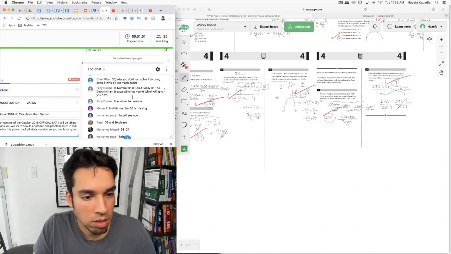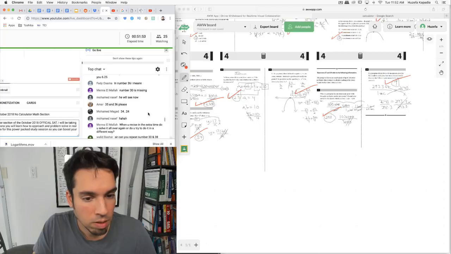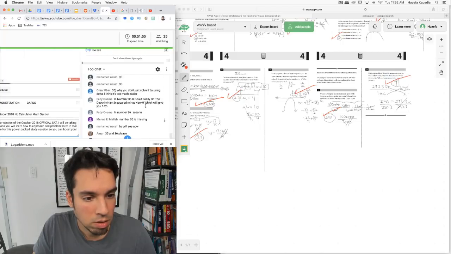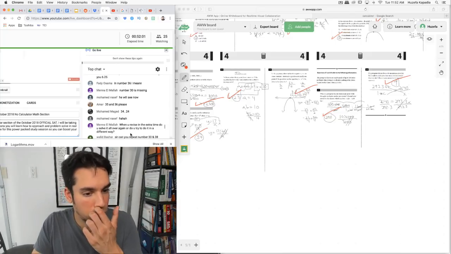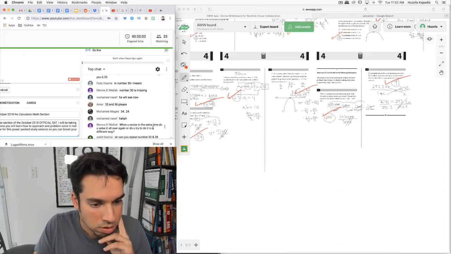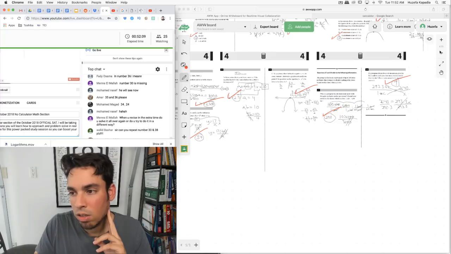36, solve it by delta? Yeah, maybe. Okay, 35 and 36, please. So, Amar, you want me to do 35 and 36? 35, 36, 30, and 38. Okay, so I'll start with 30.